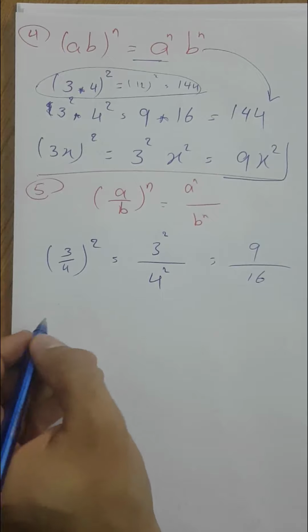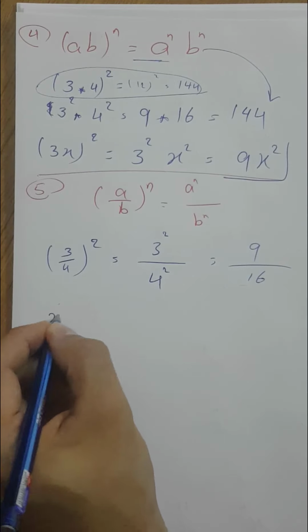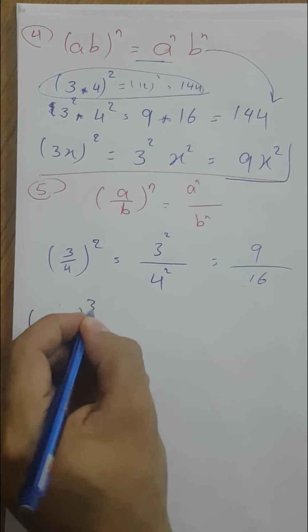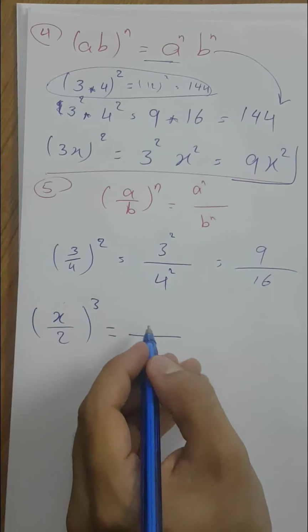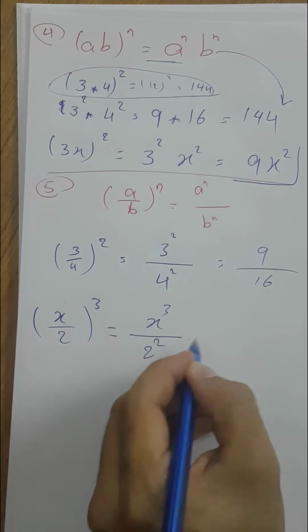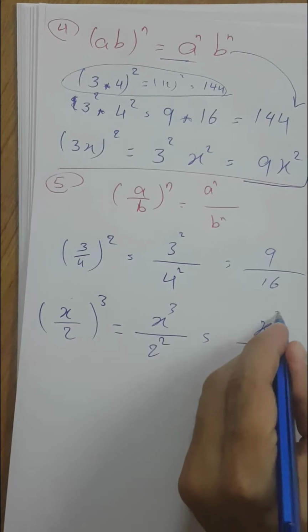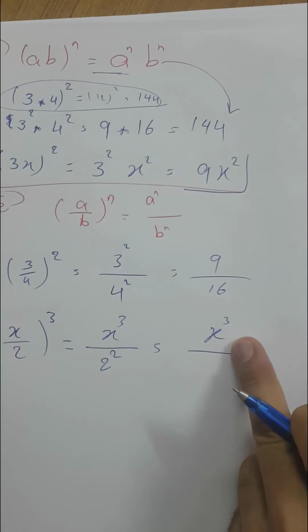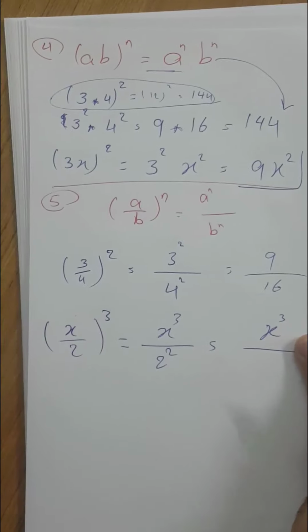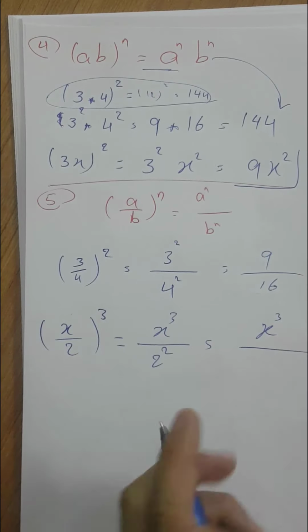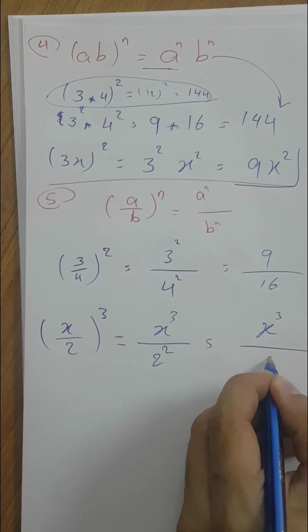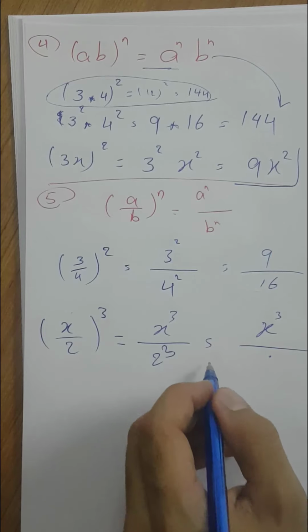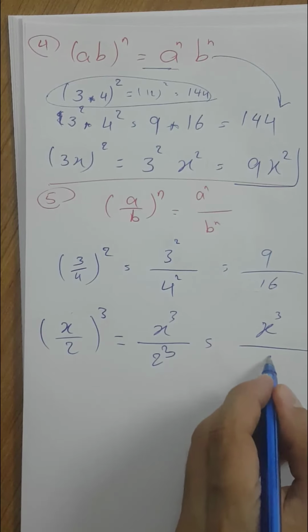How about another example? If I have x to power 2, all of them to power 3, I will directly say it is equal to x to power 3 over 2 to power 3, which is x cubed over 8. We say cube; for power 2 we say square, otherwise for power 3 we say cube. So now I have x cubed over 2 to the power 3, which is equal to 8.